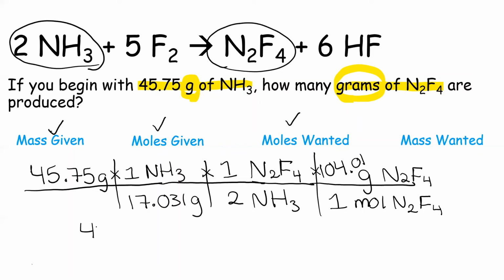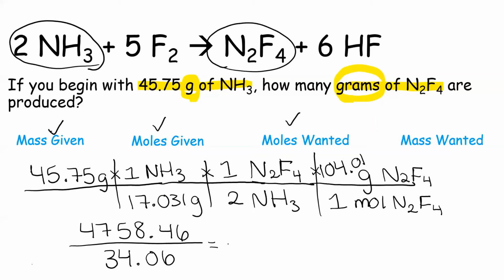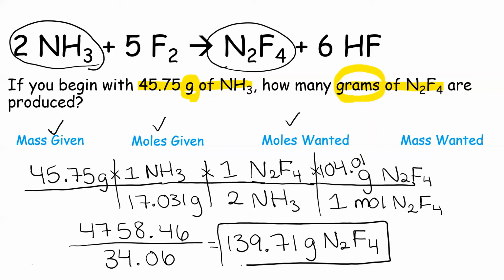On top, I end up with 4,758.46, and on the bottom, I end up with 34.06. Now I can plug these two numbers into the calculator. I end up with approximately 139.71 grams of dinitrogen tetrafluoride. So this is my final answer for this problem. I know that if I have 45.75 grams of ammonia, I can produce 139.71 grams of dinitrogen tetrafluoride.